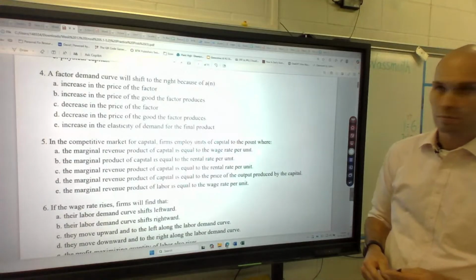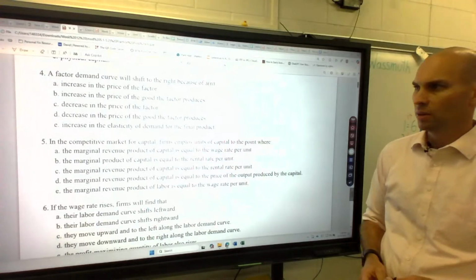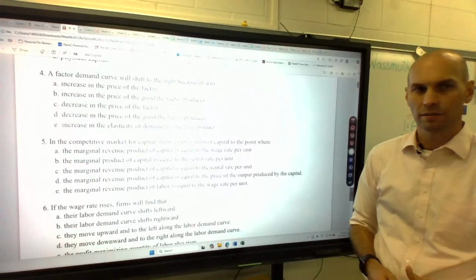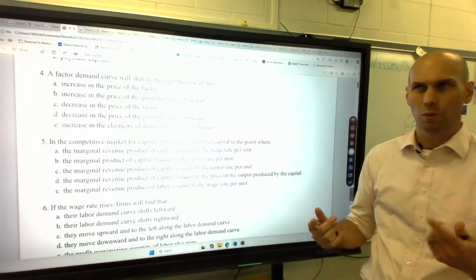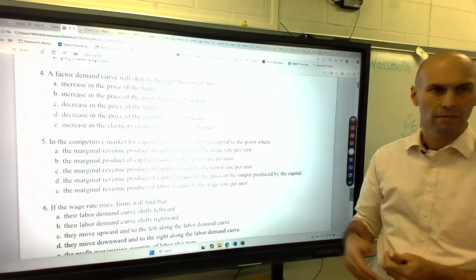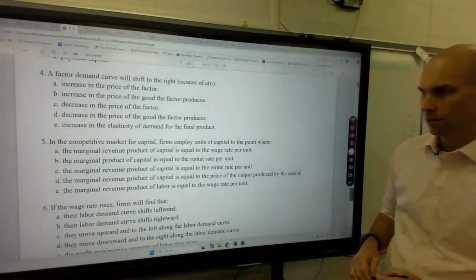Why wouldn't it be E? Increase in elasticity of demand for the final product. What does it matter if the good is more price sensitive? That would mean the price falls to make more of it. But that's a negative impact. We want the price to go up because people want more of it. But it's a messy answer.